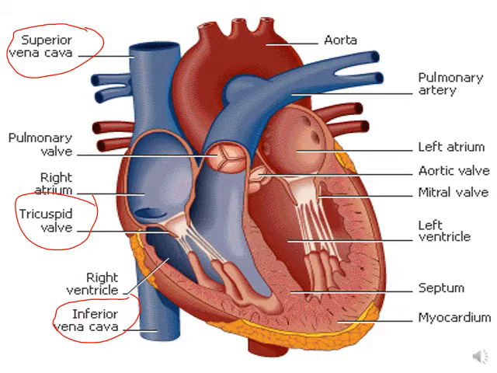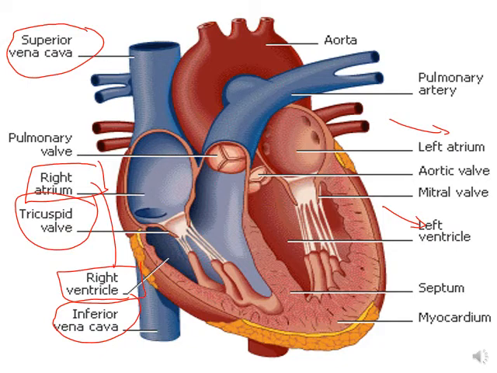Where are the auricles? This is the right auricle, the right atrium as you said. This is the right ventricle. This is the left atrium and this is the left ventricle. So these are the cavities of the heart: right auricle, right ventricle, left auricle, left ventricle.